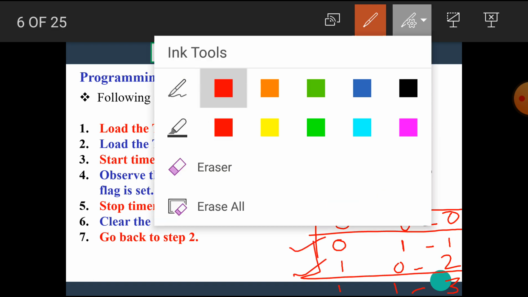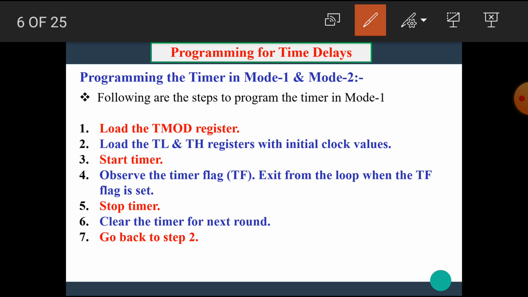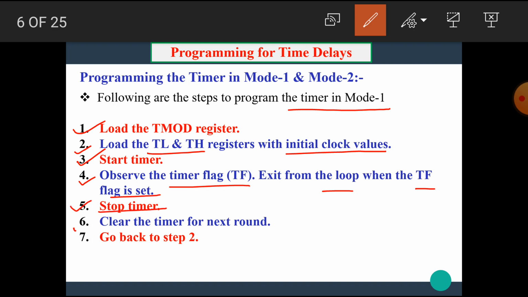Okay, let's see the steps to program the timer in mode 1 and mode 2. The steps are: first, load the TMOD register. Second, load the TL and TH registers with initial clock values. Third, start the timer. Fourth, observe the timer flag TF and exit from the loop when the TF flag is set. Fifth, stop the timer. Sixth, clear the timer flag for the next round. And seventh, go back to step two, load the TL and TH registers.